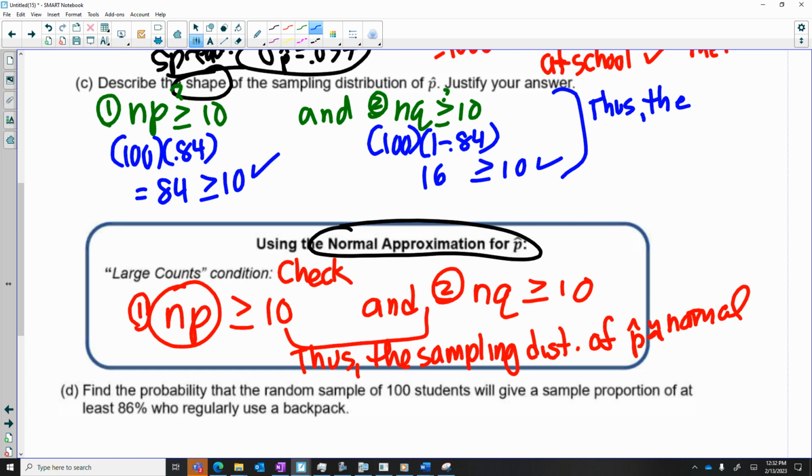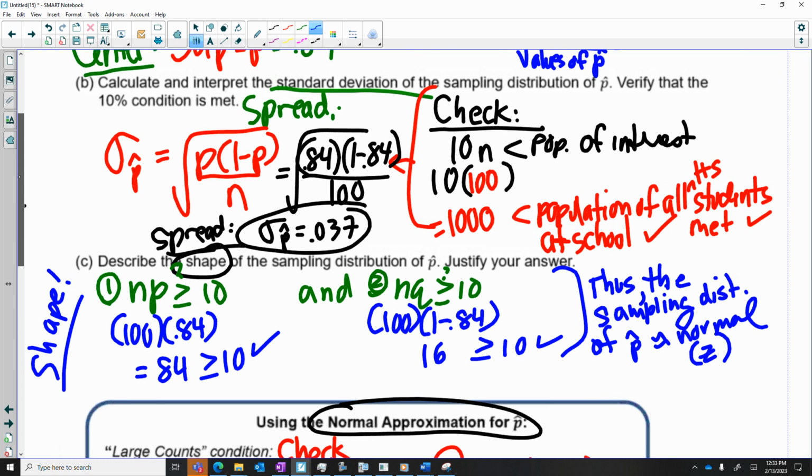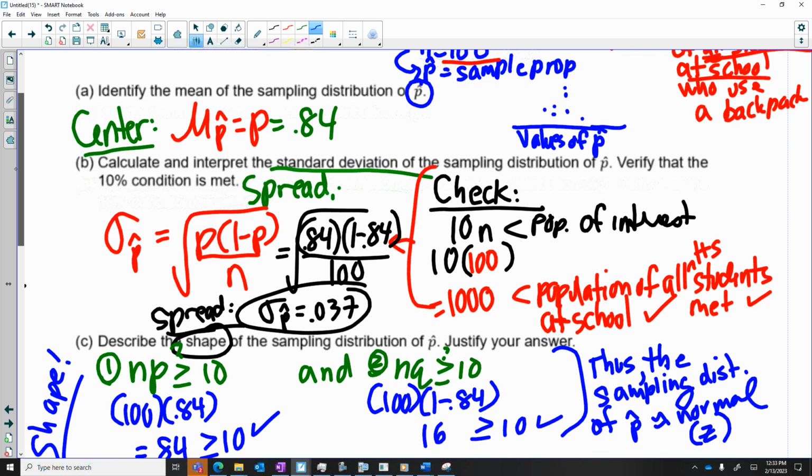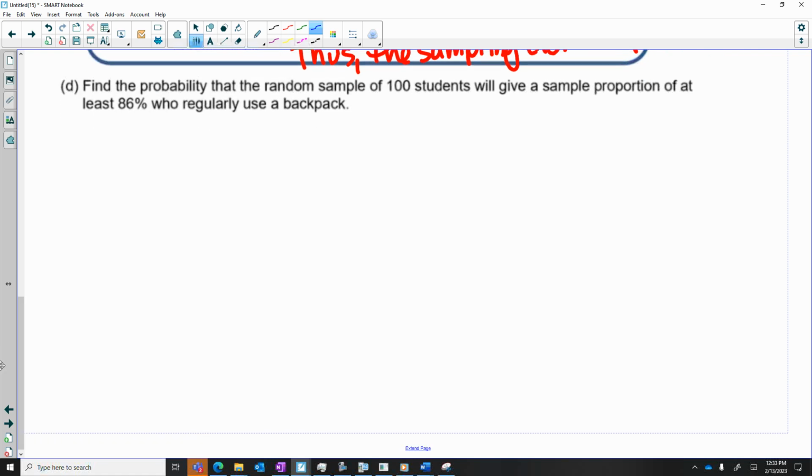So you say, thus, the sampling distribution of p hat, which is all the p hats graphed out, is approximately normal. And we are allowed to proceed with using Z procedures, which is bell curve stuff that we've been doing all year. So once we have shape, center, and spread, we just did shape. That was part C. We did center in part A, which was mean, and we did spread, part B. Then we're ready to culminate into this last question here, part D.